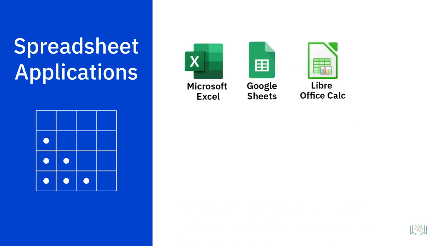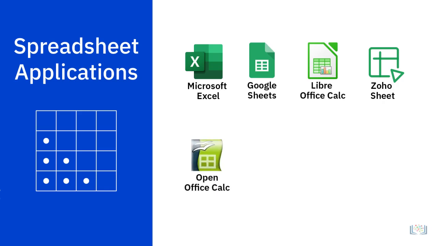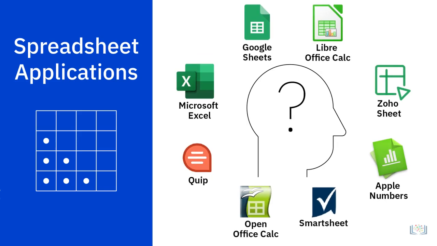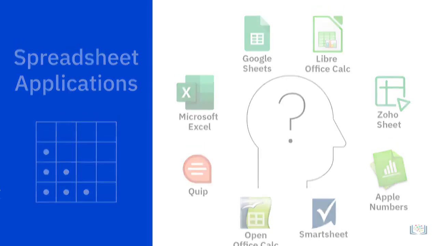Other spreadsheet apps include Zoho Sheet, a fully featured web-based application that is comparable with Google Sheets, OpenOffice Calc, Quip for Salesforce, Smartsheet, which is predominantly for project management, and Apple Numbers, which is included with Apple devices such as Mac computers and is also available on the App Store for other Apple devices. So there are many spreadsheet application options open to you, from fully featured to basic, from cloud-based to desktop apps, from paid-for to free versions. It's up to you to decide which one fits your needs and your budget.